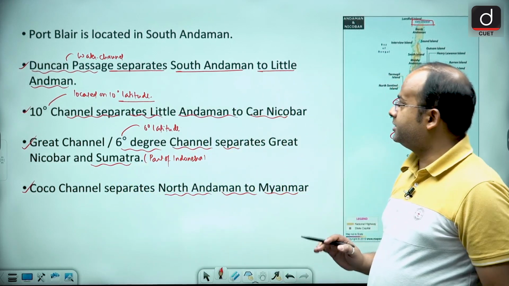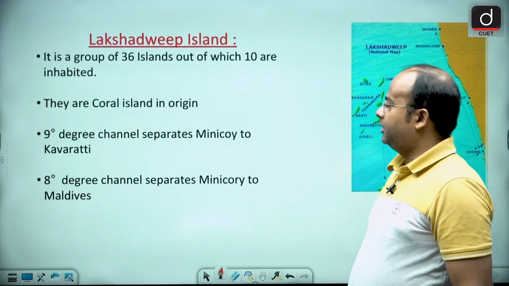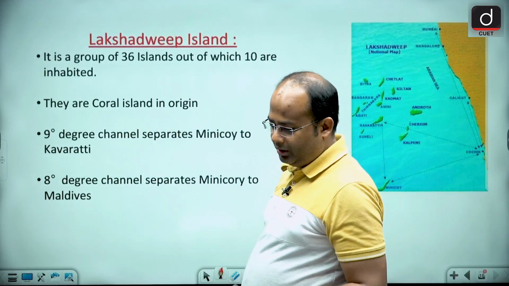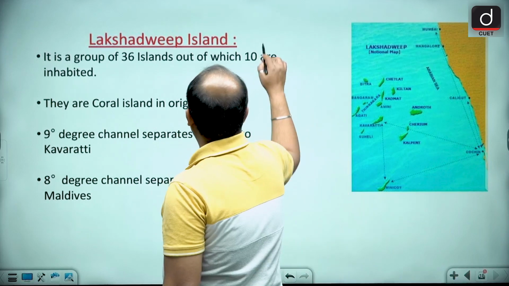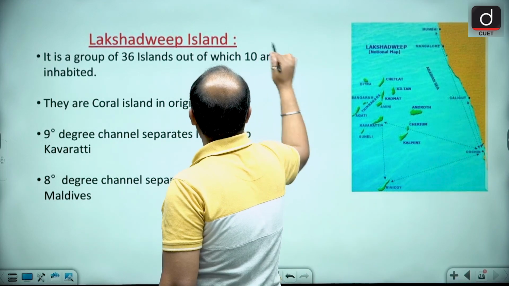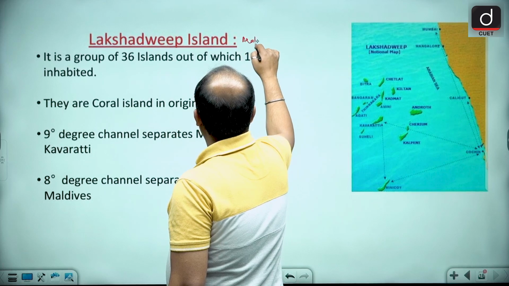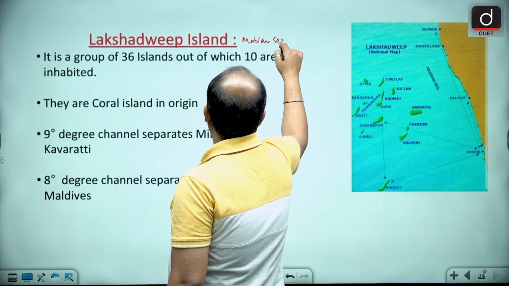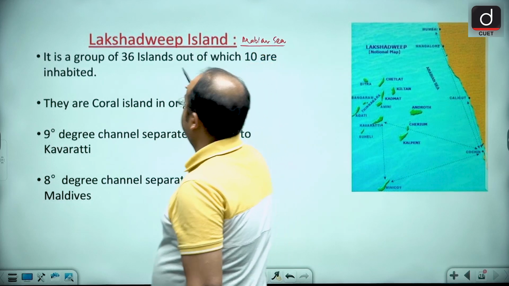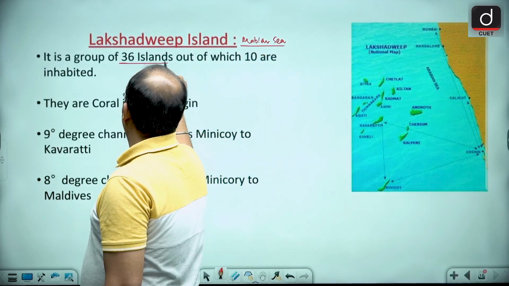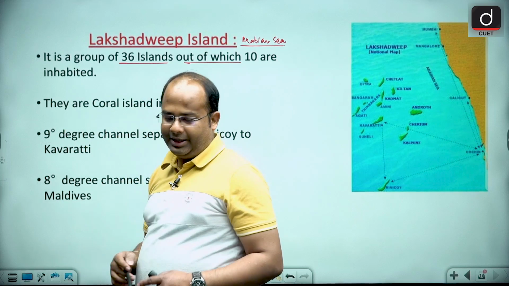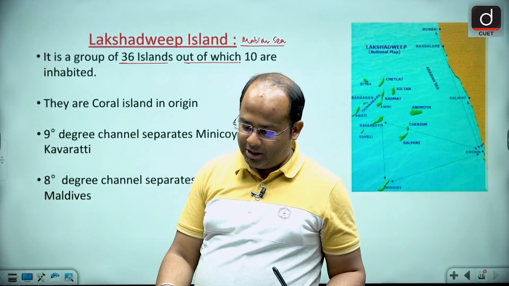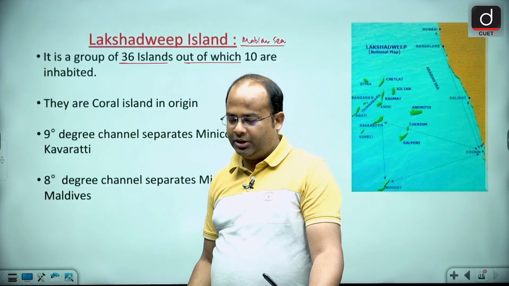Now come to the next thing, guys, that is Lakshadweep. Lakshadweep is located in the Arabian Sea. The number of islands in Lakshadweep is 36, and they are of coral origin, and out of these, 10 are inhabited, that is, 10 on which population lives.